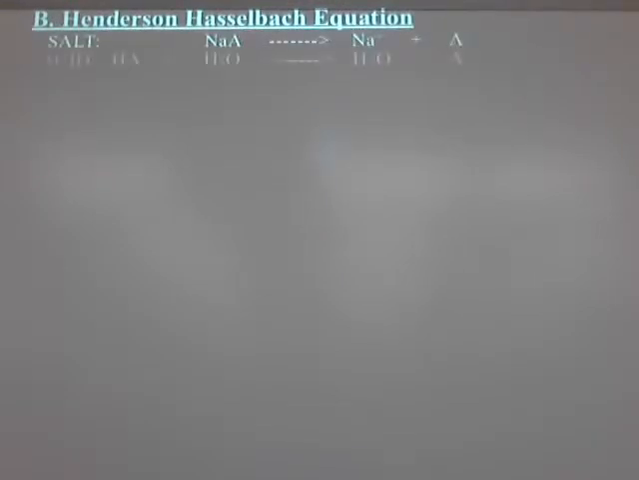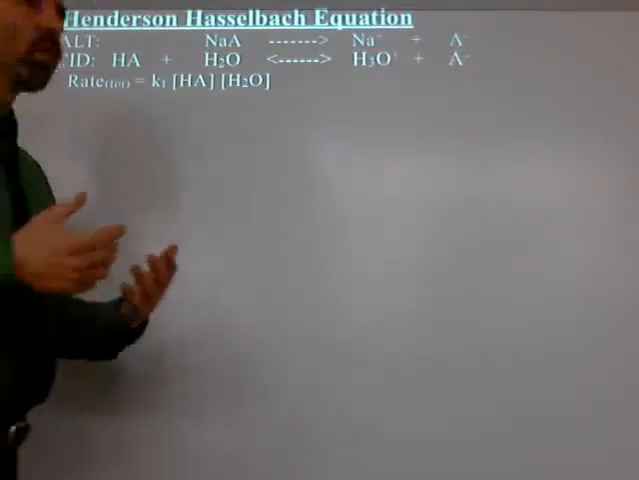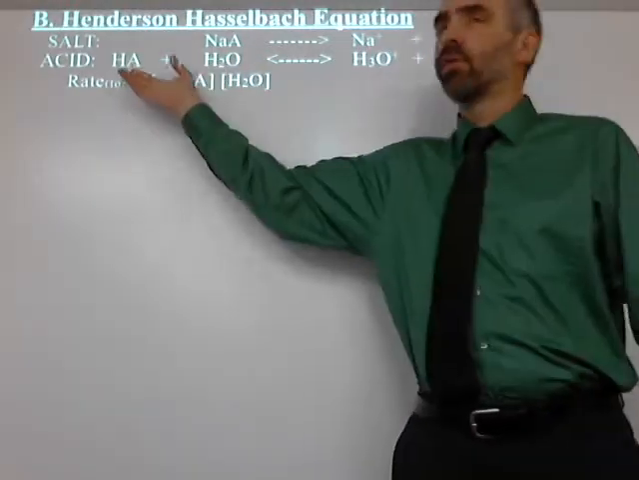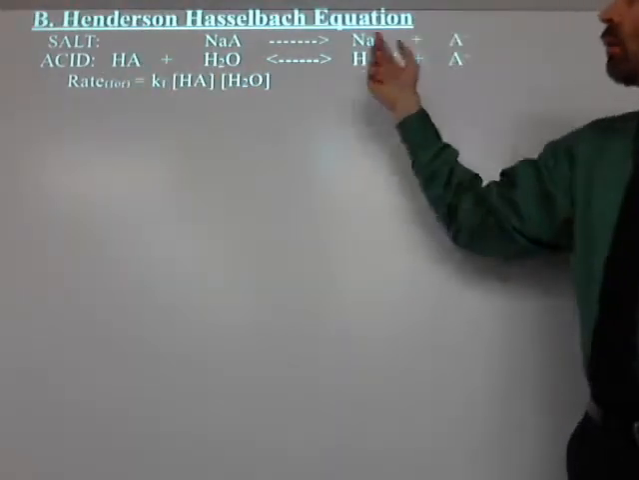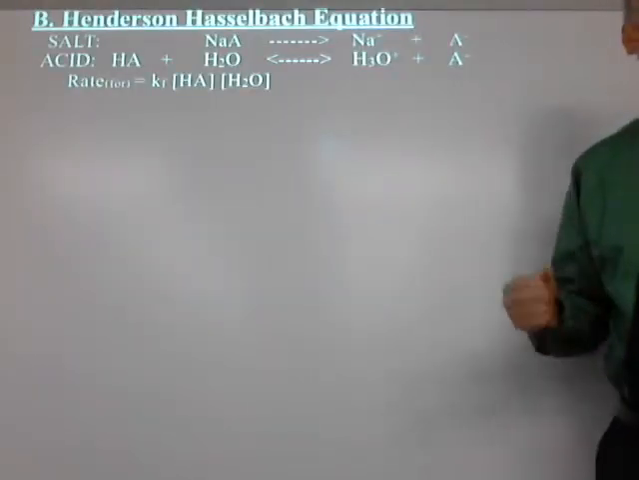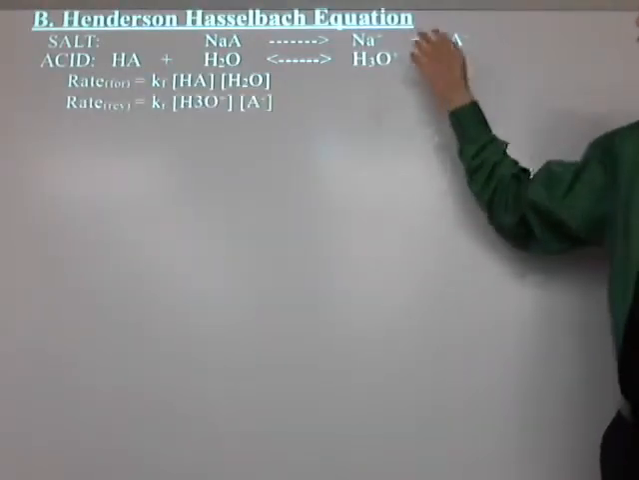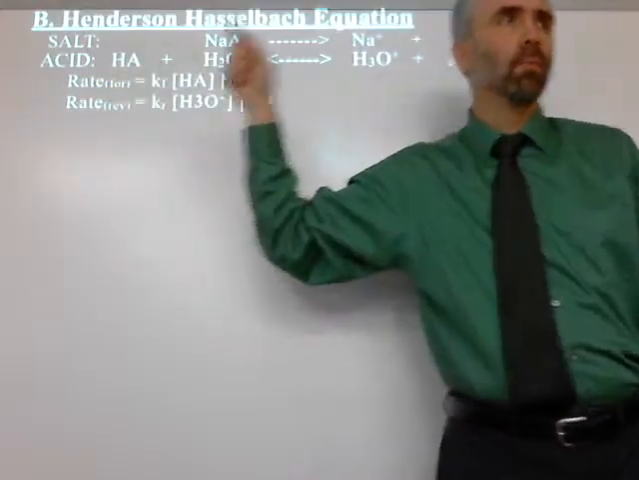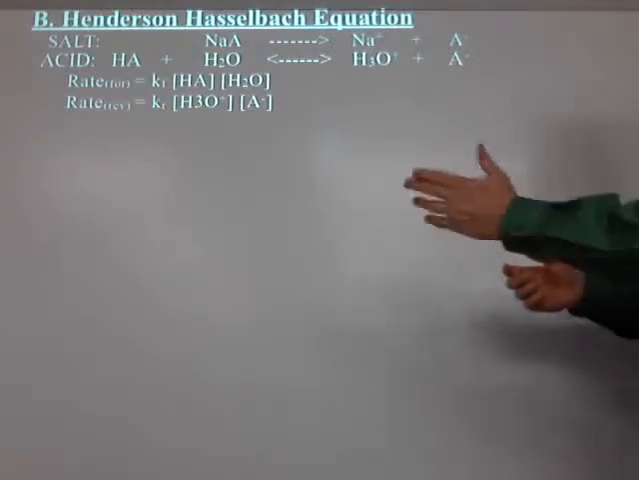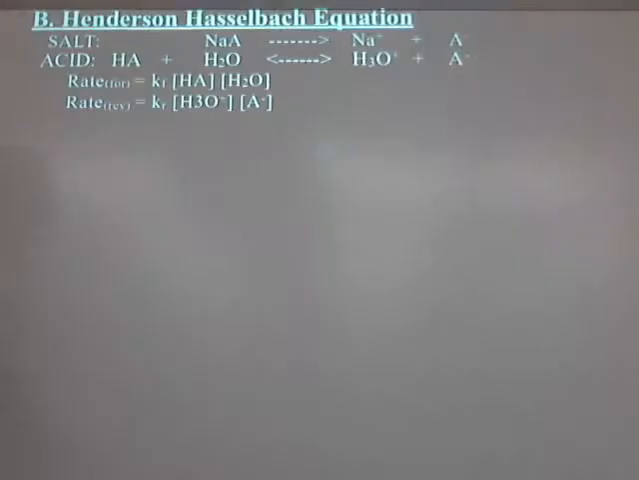It's long, as you can see. That's what we're going to be copying, but I want to go through it. Now, first off, remember, this goes way back to kinetics. If I assume a one-step mechanism, then I know that the rate forward is going to equal the reactants raised to their coefficients. The rate reverse would be the products going back that way. So it equals Kf times HA times water, and then Kr times hydronium times the negative ion.